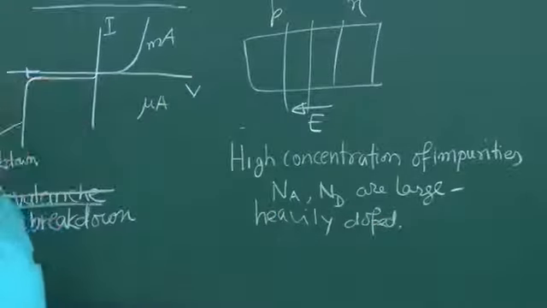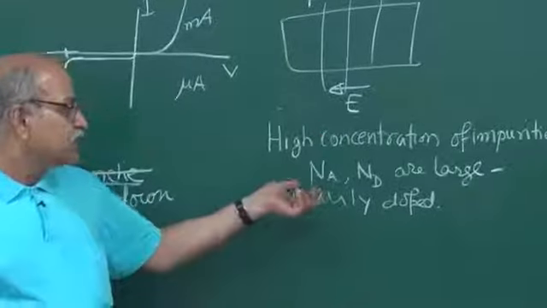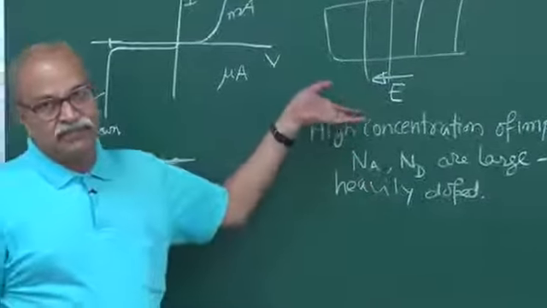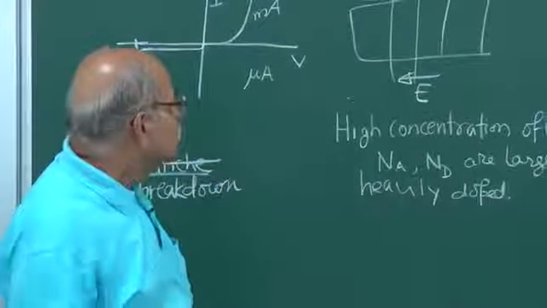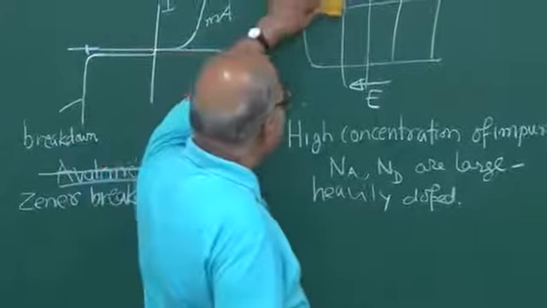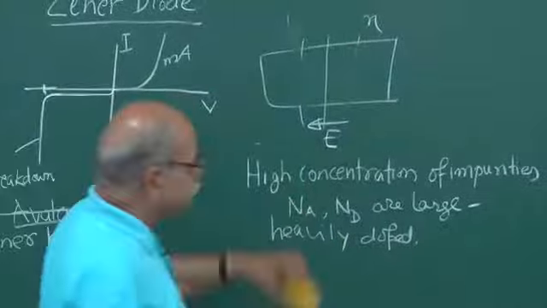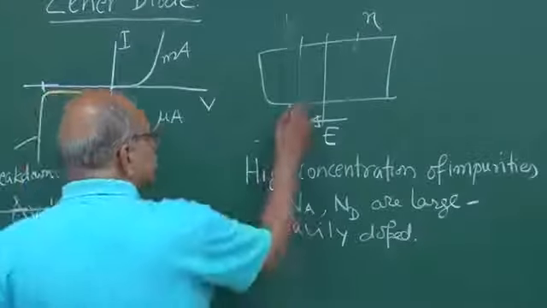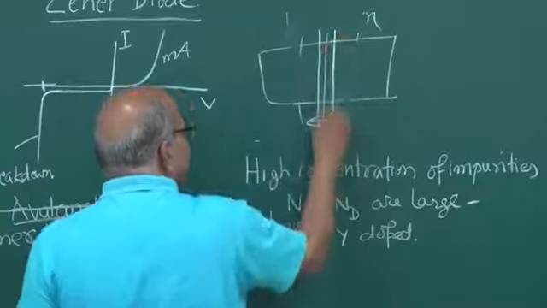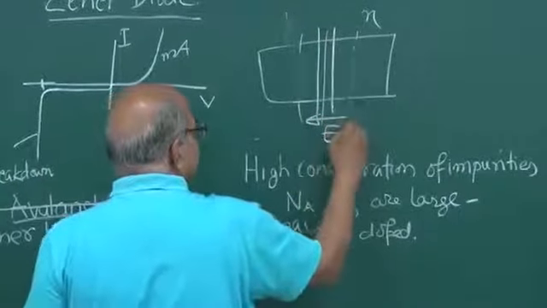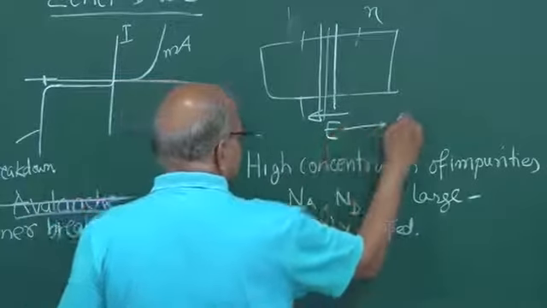So as a result, this depletion layer is very thin, of the order of micrometers, 1 or 2 micrometers or less, like that. So if the depletion layer is very thin, and then you apply this reverse bias voltage, this electric field can be very large. This electric field becomes very large.